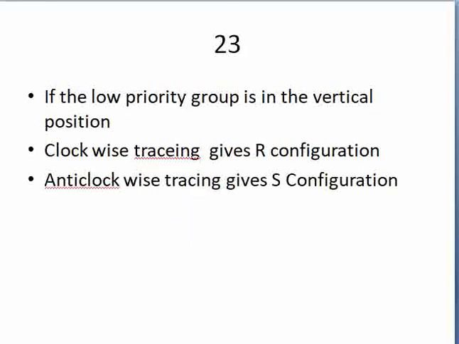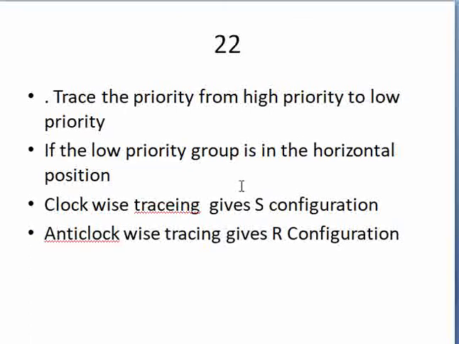Now, trace the priority from high priority to lower priority. If the lowest priority group, that is the fourth priority group, is in the horizontal position, clockwise tracing gives the S configuration. We have to keep it in our mind. Anti-clockwise tracing will give the R configuration.